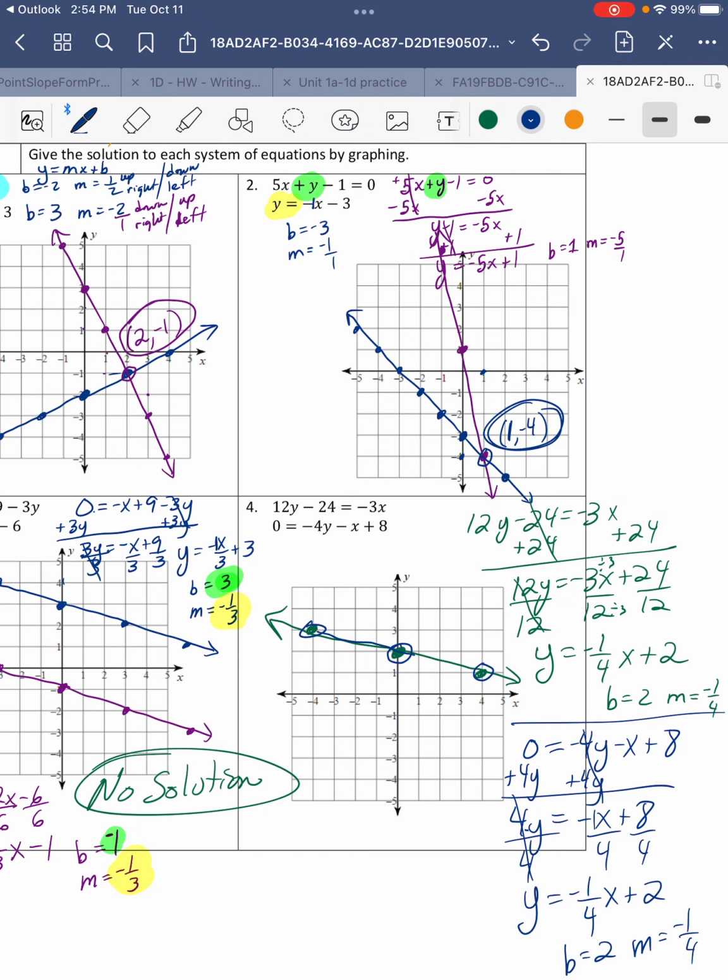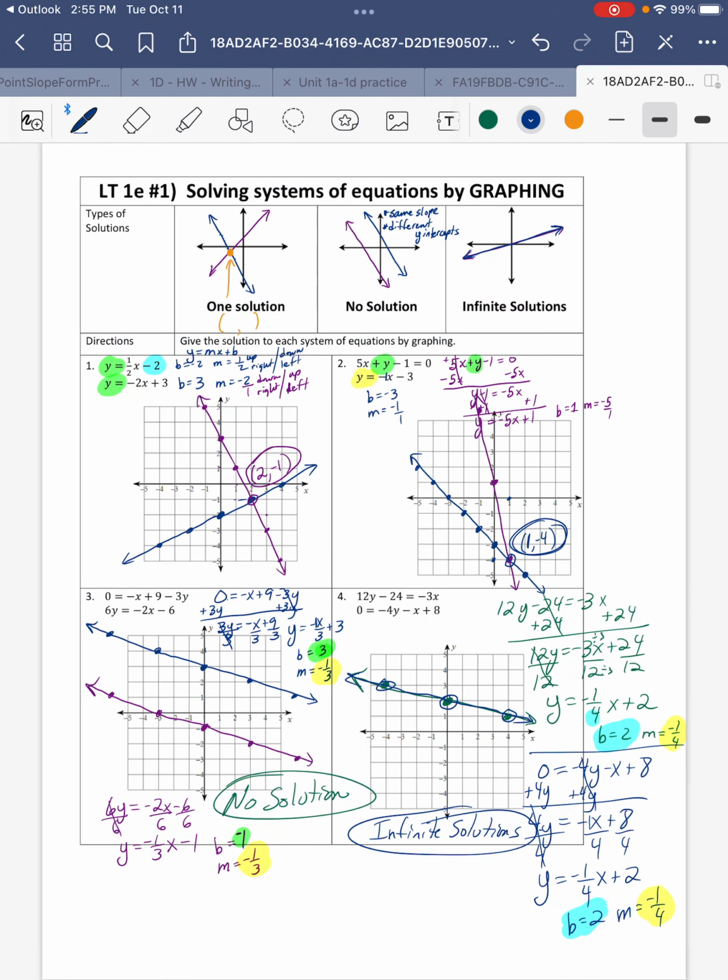Well, they're actually the exact same line. And we can look at this by the slopes: they're exactly the same, and our y-intercepts are exactly the same. So what does that tell us? That is going to be infinite solutions. Infinite solutions. So this is 1E graphing.